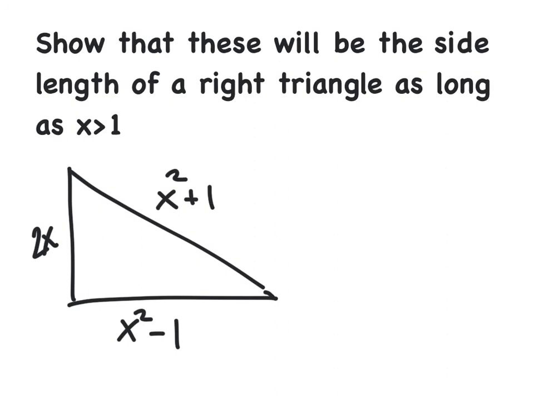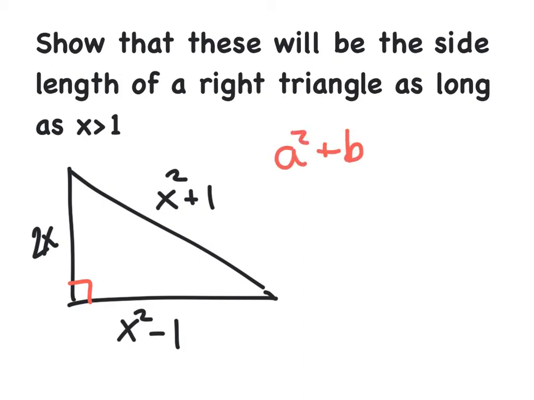So show that these sides will be the side length of a right triangle as long as x is greater than 1. Now why am I saying x is greater than 1? Well, if I plugged 1 on this side, I would get 1 squared, which is 1 minus 1 is 0, and having a side length of 0 doesn't make any sense. So they're just telling me my number has to be bigger than 1. No need to fret.